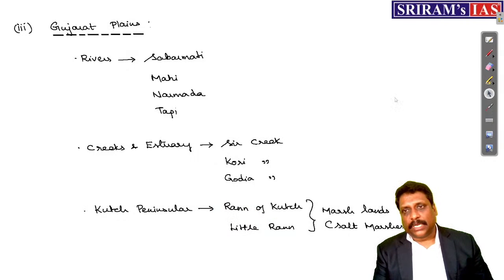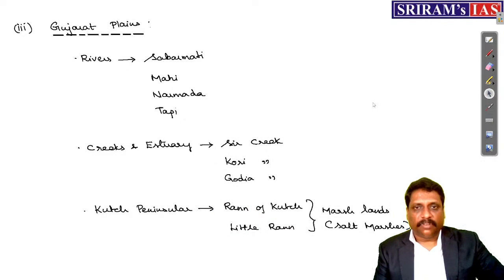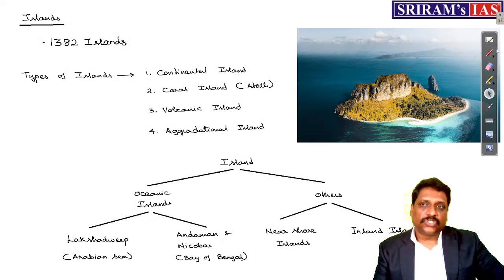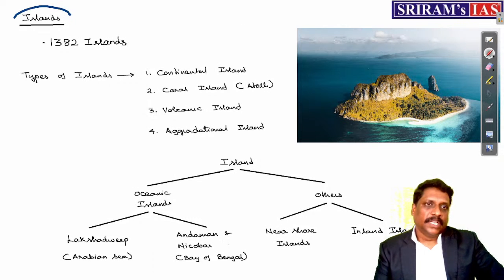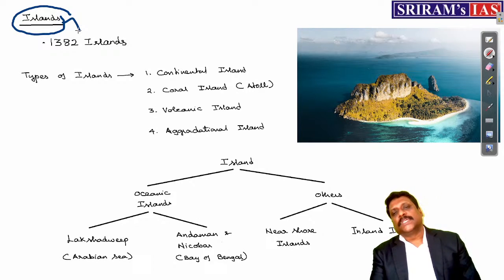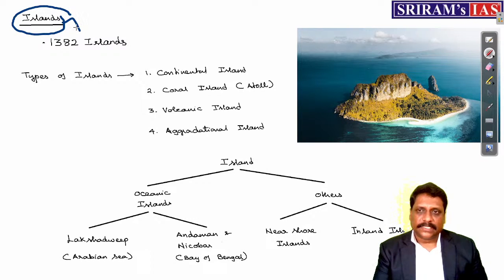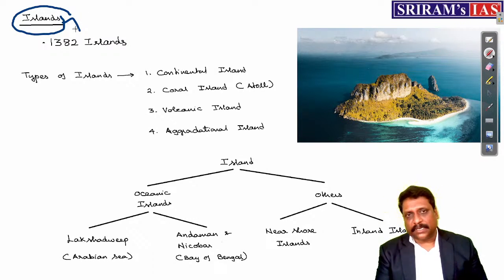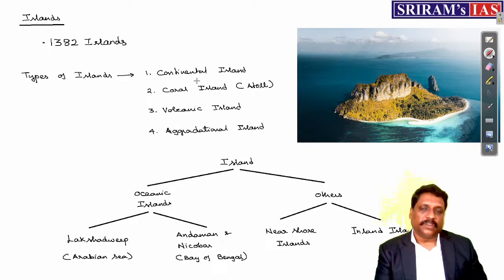And finally, coming to the last topic of the day and the last topic of physiographic divisions of India, it is called islands. See, what is an island? Any place which is surrounded on all sides by water, I call them what? Island. Right? And let us talk about different types of islands, my dear friends.